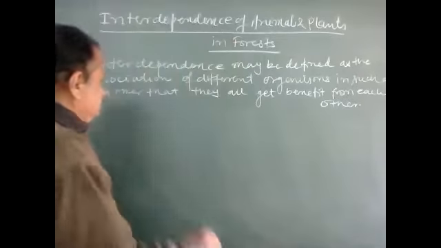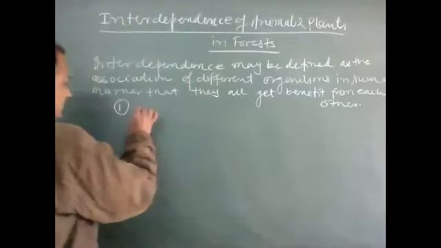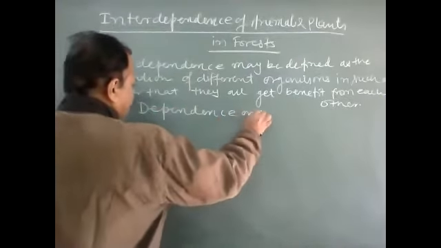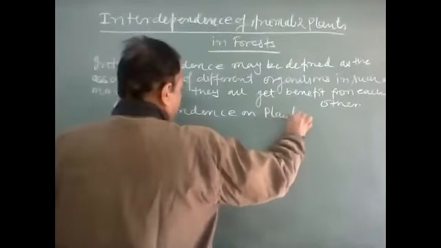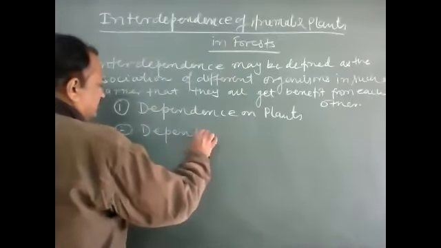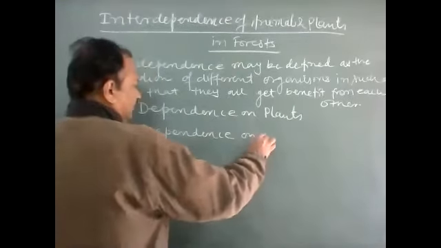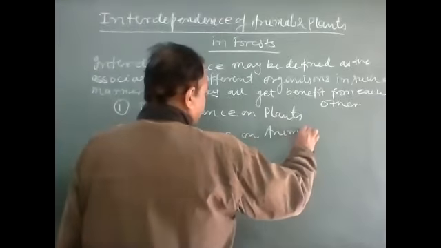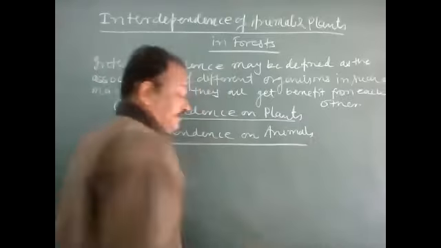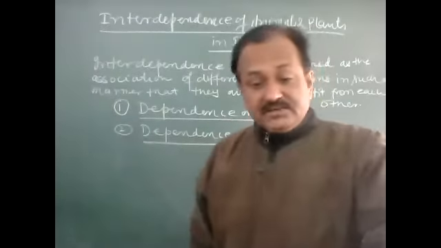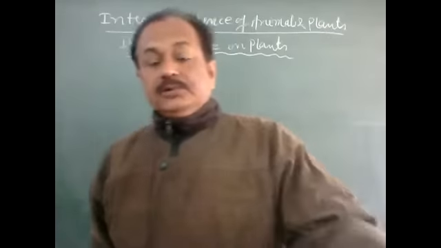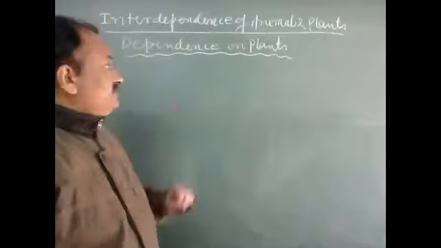Now this has been divided into two categories. Number one, dependence on plants. Number two, dependence on animals. So we will see in two categories: dependence on plants, dependence on animals. How we are dependent, and how the plants are dependent on us. So this is the first point: dependence on plants.